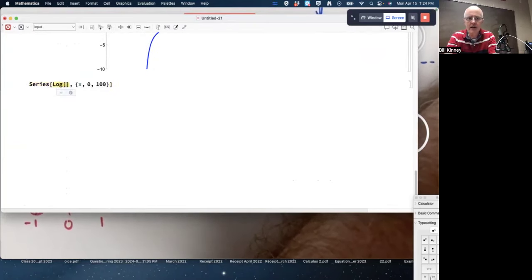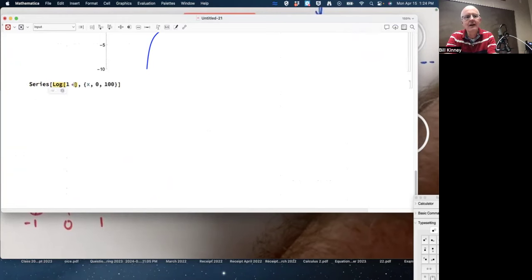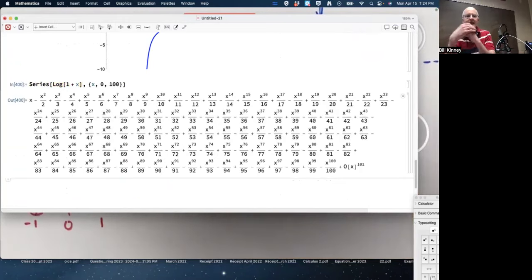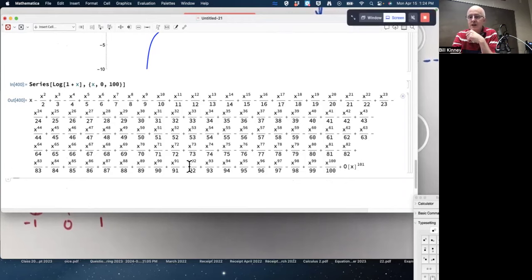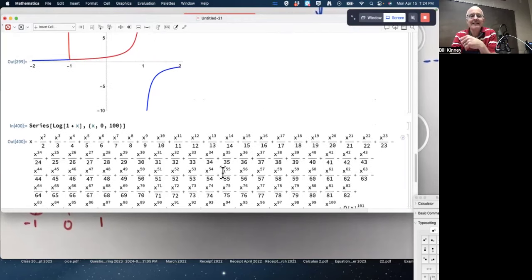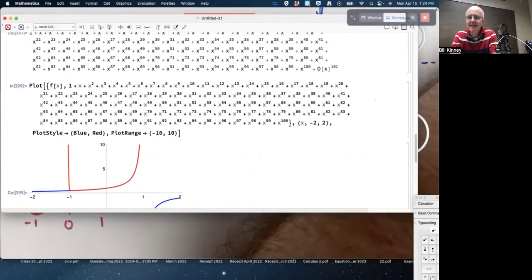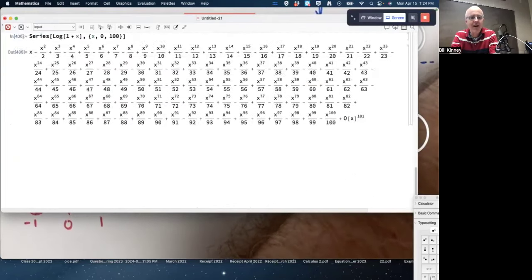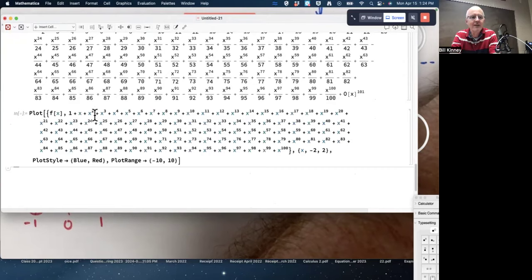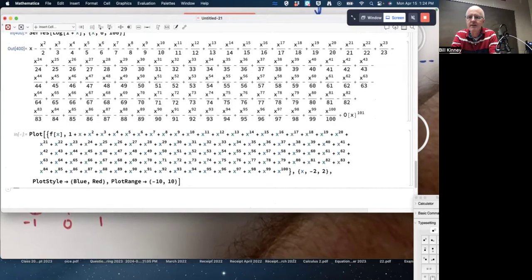Ln, of course, as always, is Log. Looks good, doesn't it? Signs are alternating, plus, minus, plus, minus, plus, minus. Coefficients are 1, -1/2, plus 1/3, minus 1/4, plus 1/5, minus 1/6, etc. And it does go on forever. Let's try plotting it, along with, well, copy and paste the right series here.